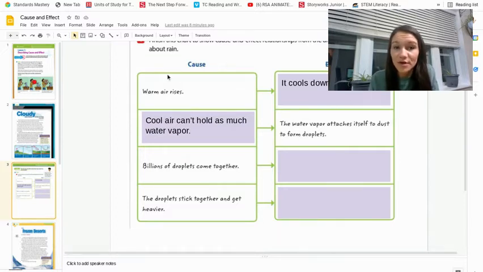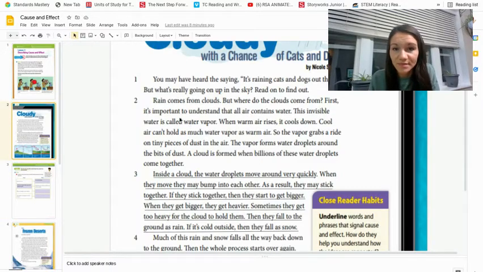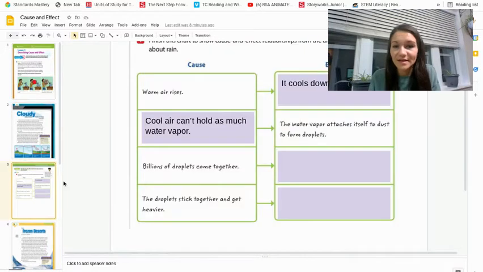So, as a result of warm air rising, when it rises, the effect is that it cools down. If we go back into the text, you'll find that here. When warm air rises, it cools down. Okay, kind of like an if then. If warm air rises, then it cools down. The next one gave us the effect.